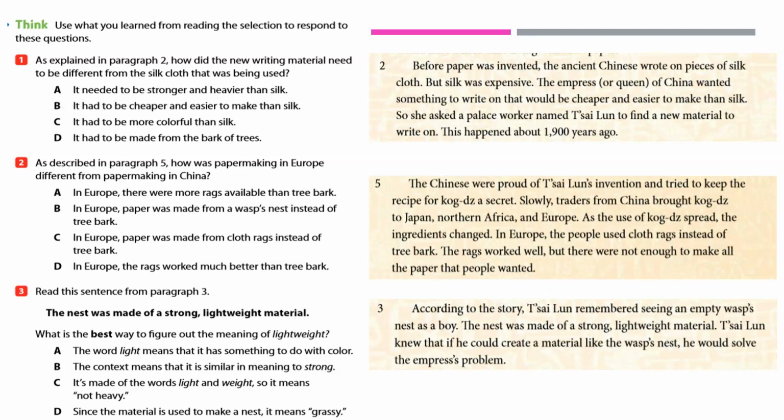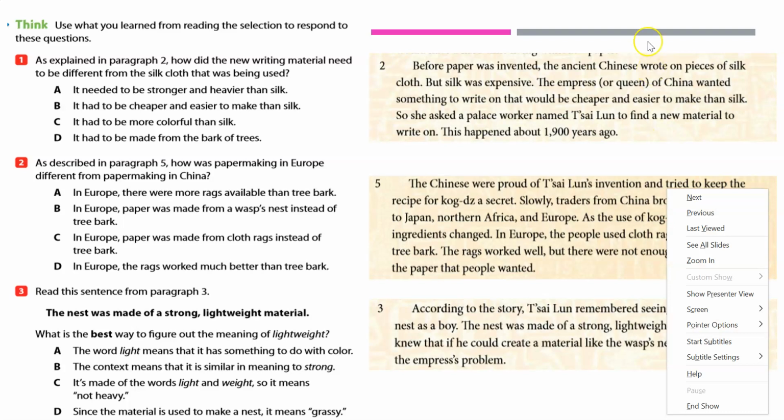In number 1, it asks us, as explained in paragraph 2, how did the new writing material need to be different from the silk cloth that was being used? Let's go back and be text detectives.